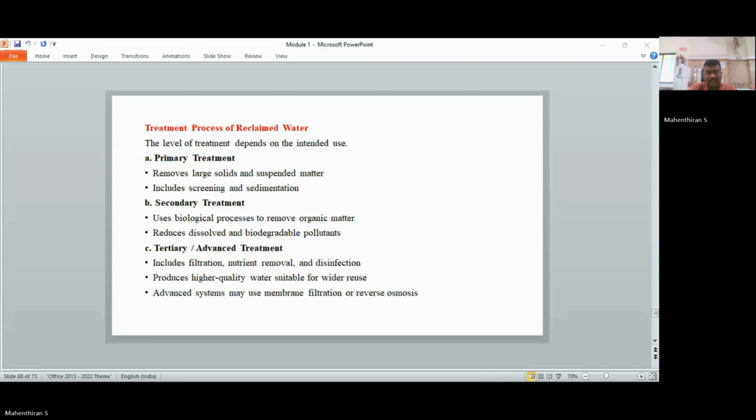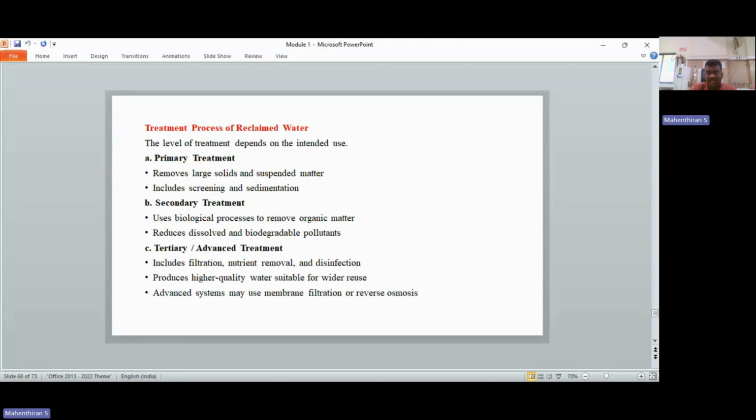Now we will look into the treatment process of the reclaimed water. Now, the treatment of reclaimed water is carried out in different stages, and the level of treatment depends upon the intended use of the water.